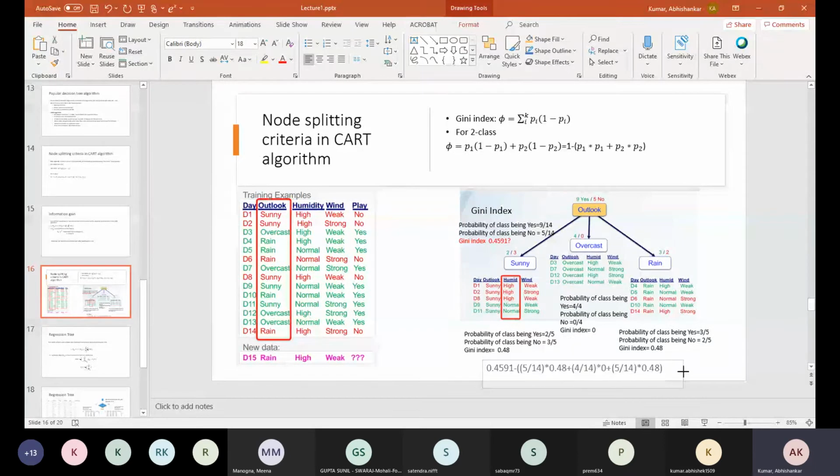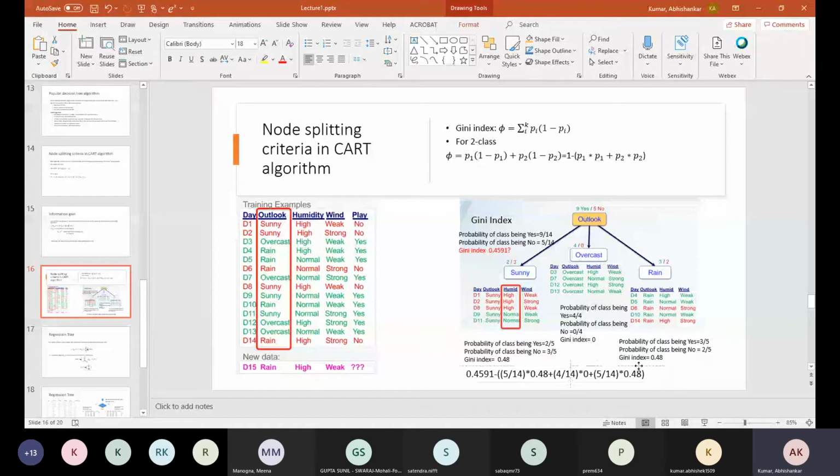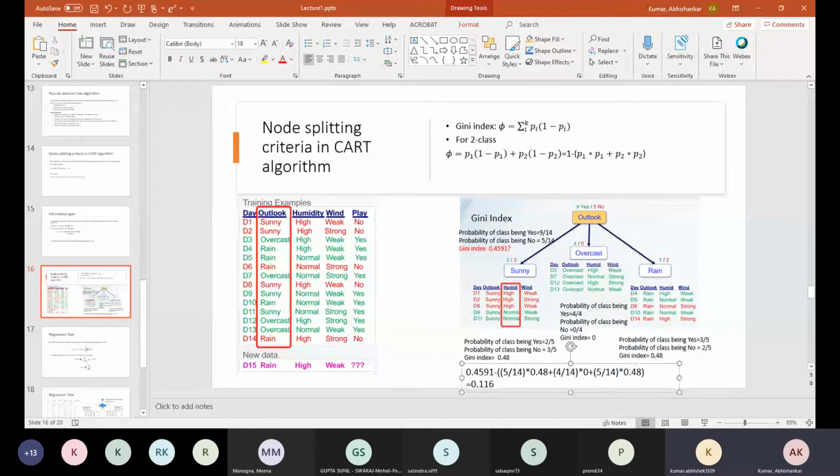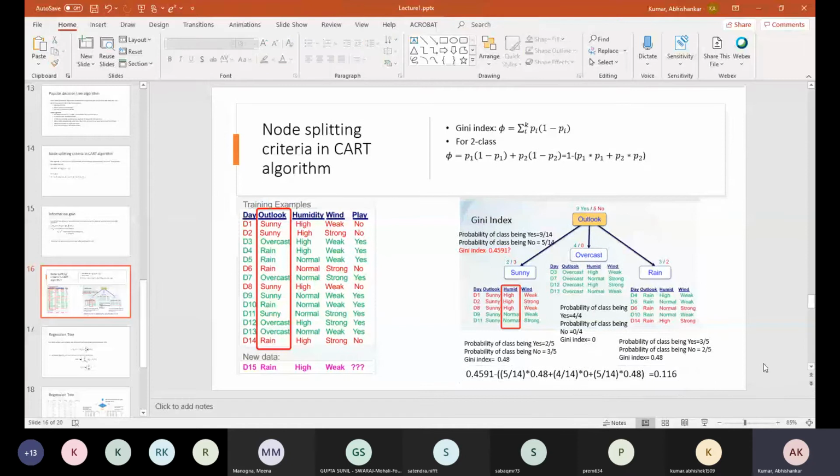So can anyone tell me how much it will be? 0.1163. So tell me who has not understood exactly what we have done, because this is a very important concept. If you understand this now, if someone gives you a small data set, you will go and calculate all this and you know exactly why you are doing it and can show them this is the way you create a decision tree.